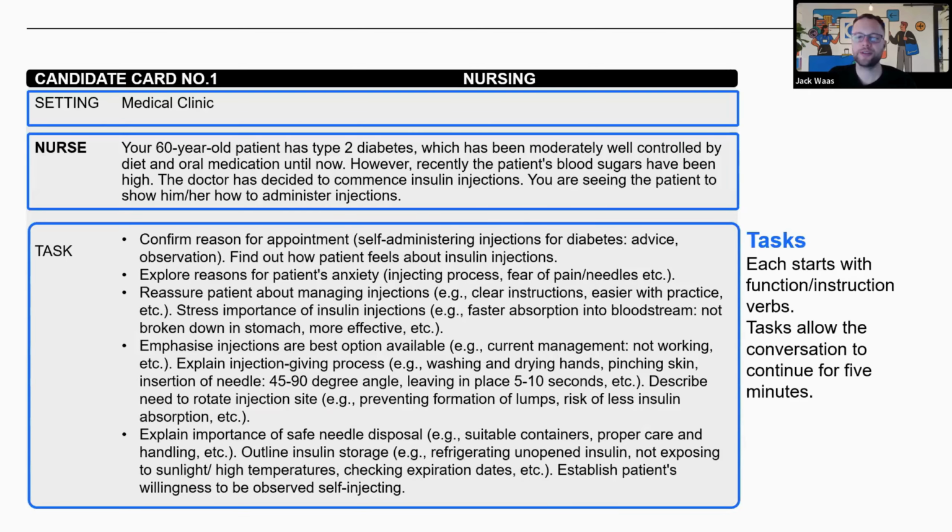The final section includes the tasks, which give you instructions about what to say. The verbs tell you the function of your communication, such as confirm, reassure, explain, while the information in parentheses provides examples you can use in your conversation.